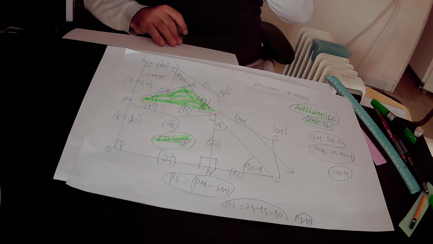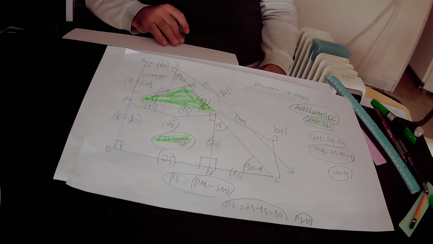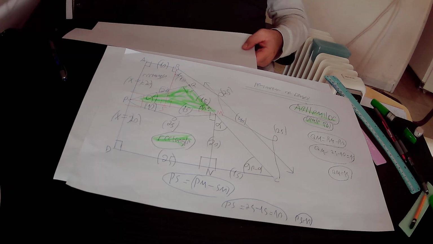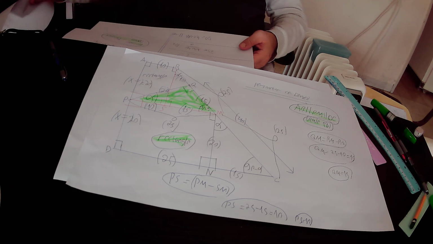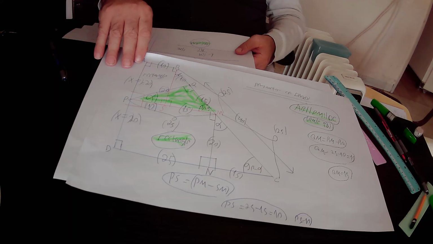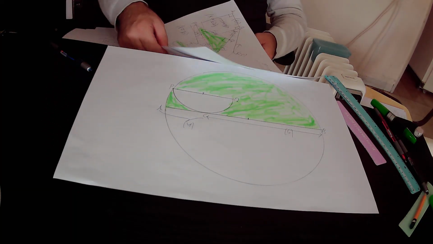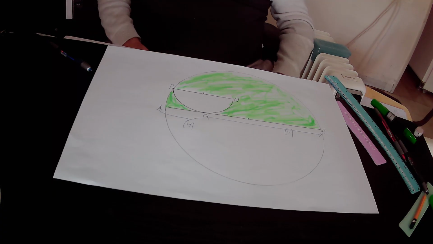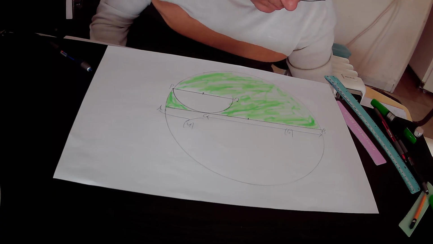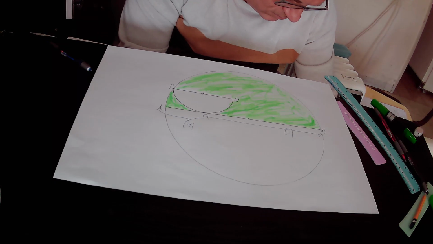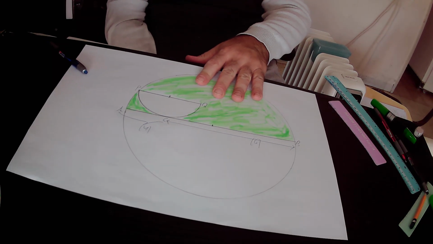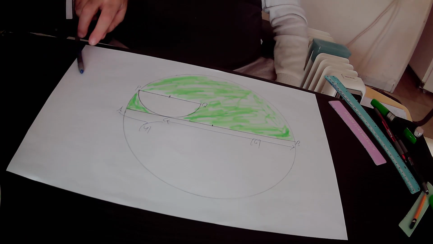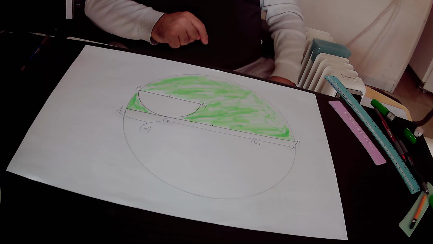In the next step, I will present you the second question and we will answer the second question of this lecture. In the second question, our task is to find out the area of this green shape.